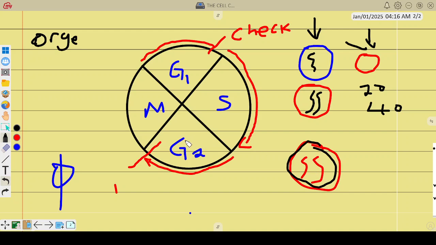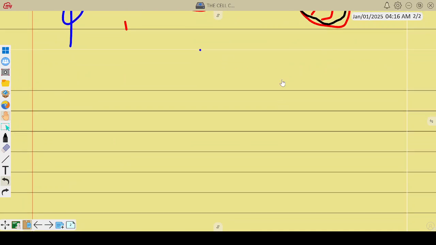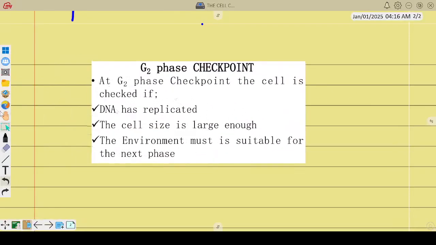So that is the purpose of G2. It checks if replication took place, it checks if the cell is large enough, and then it also checks if the environment is suitable for the next phase. Alright, so that's the G2 checkpoint. We have to check if DNA has replicated, to check if the cell is large enough, and to check if the environment is suitable for the next phase.